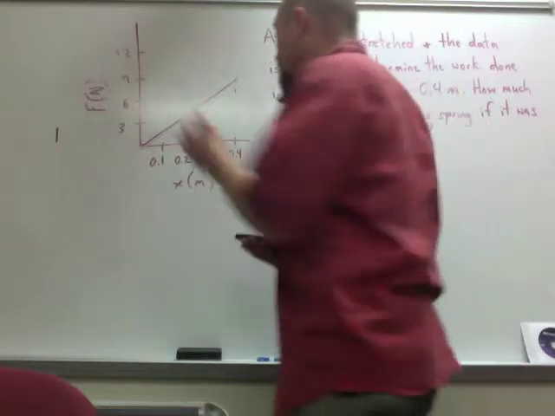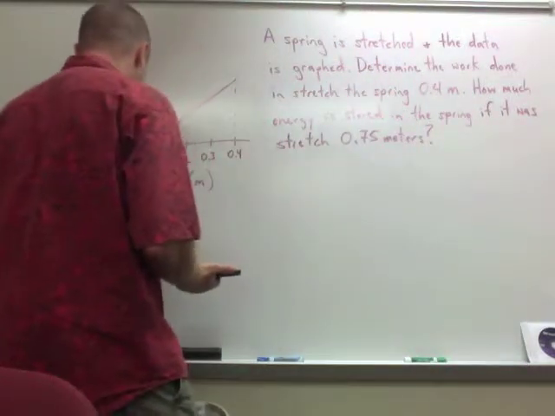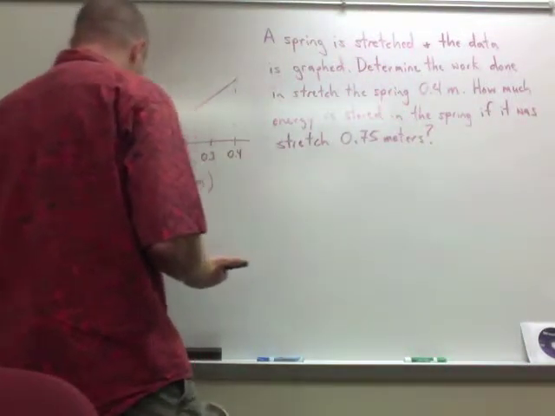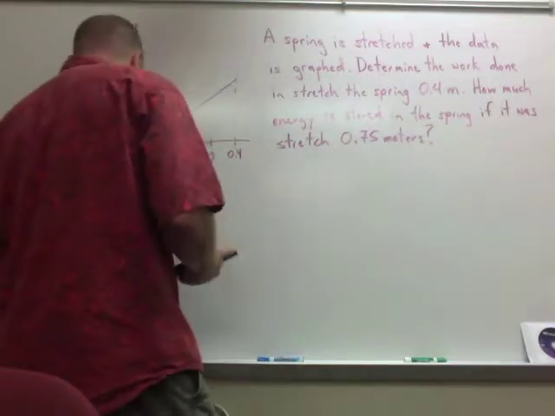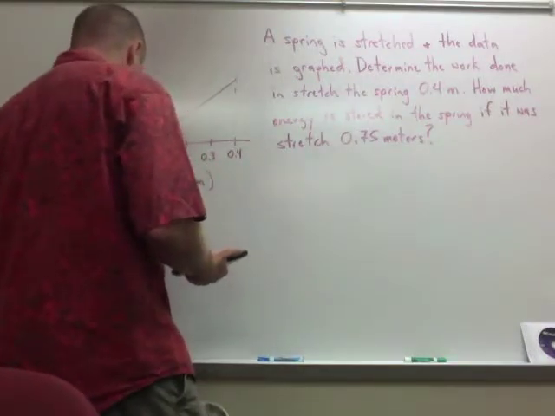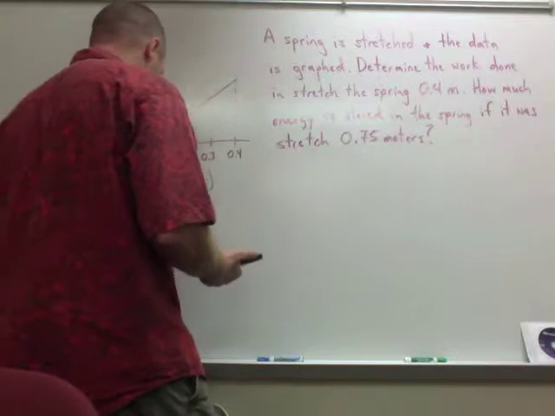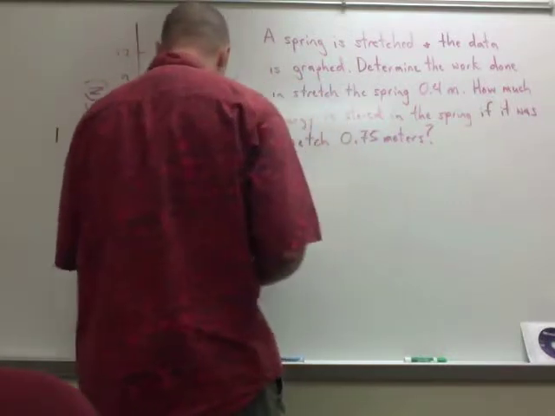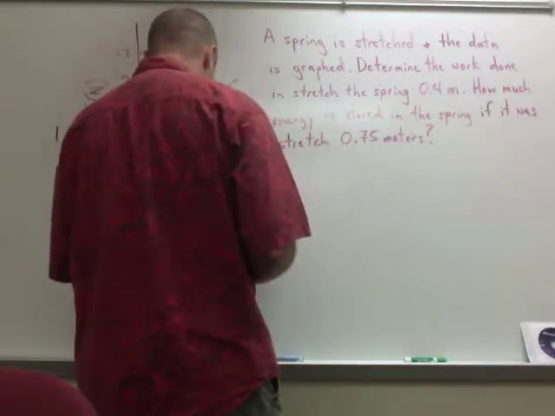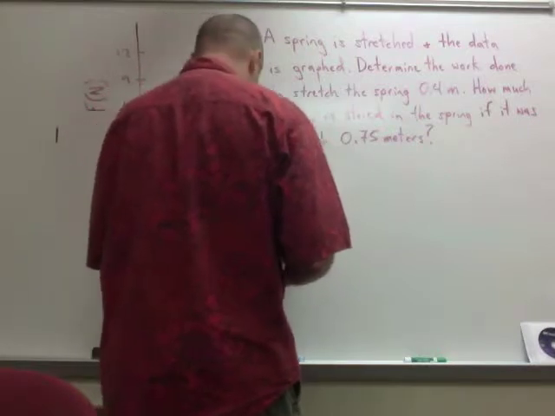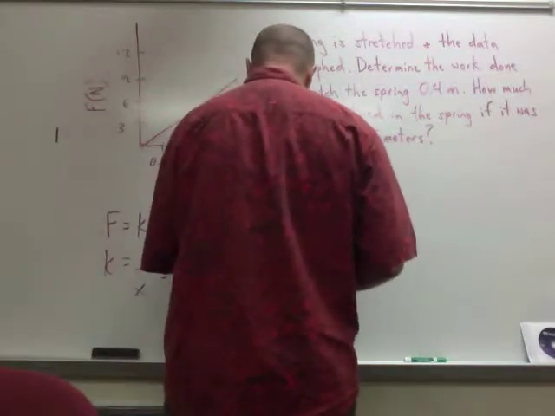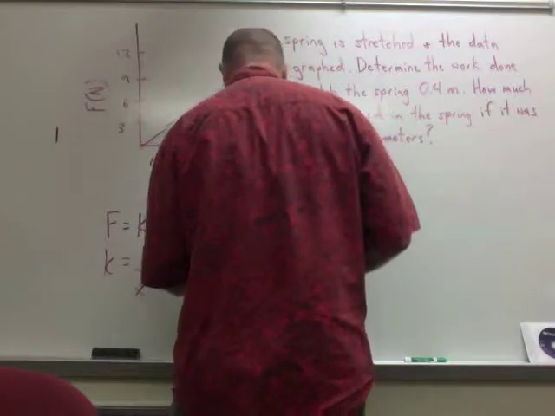That was considered our spring constant. Remember, this was Hooke's law, which is this. So I end up with k equals F over x. So rise over run, which is 9 newtons divided by 0.4 meters. And you get 22.5 newtons per meter. Okay.